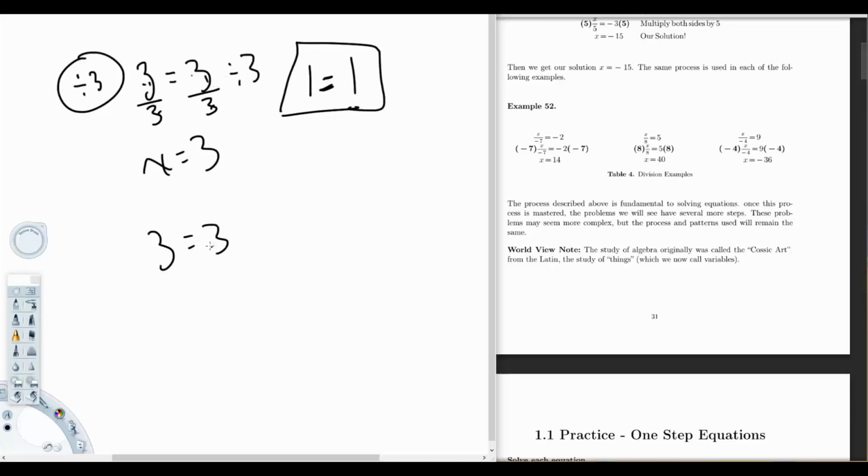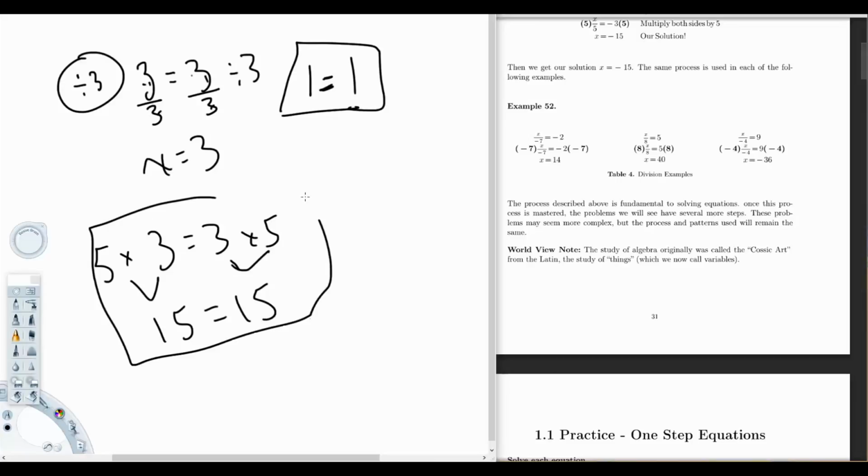3 equals 3. Let's multiply by 5 now on each side. So 5 times 3 equals 15. 3 times 5, or 5 times 3, equals 15. 15 does equal 15. This is true there. As much as 3 equals 3, 15 also equals 15. All right. So that's how that works.